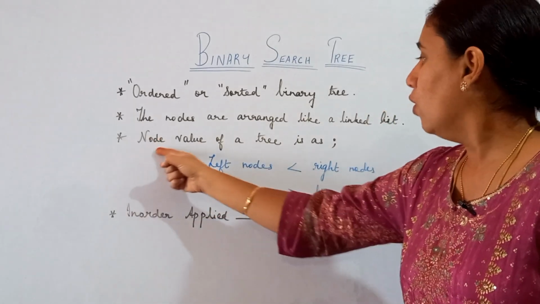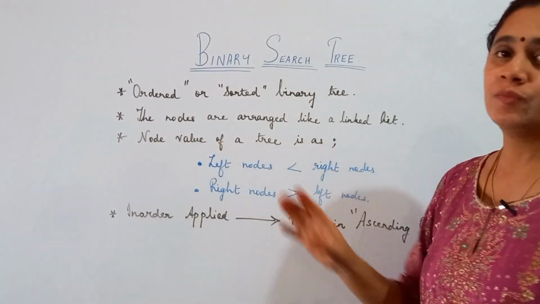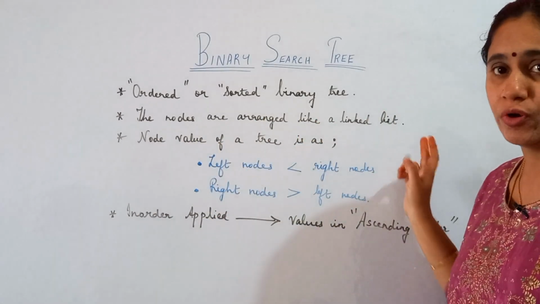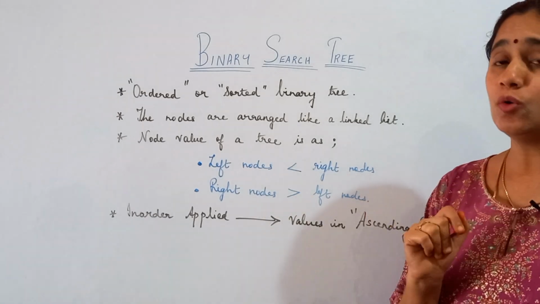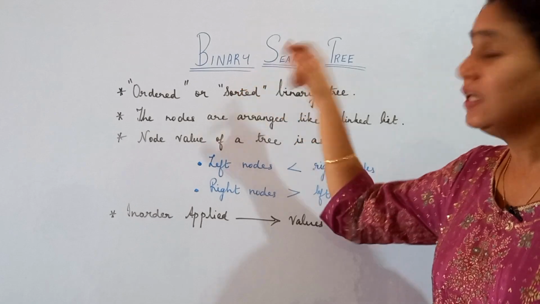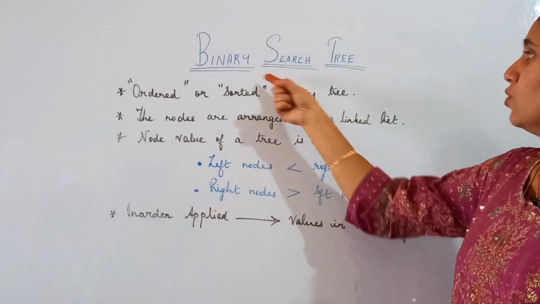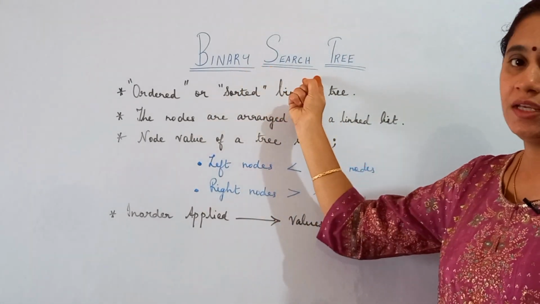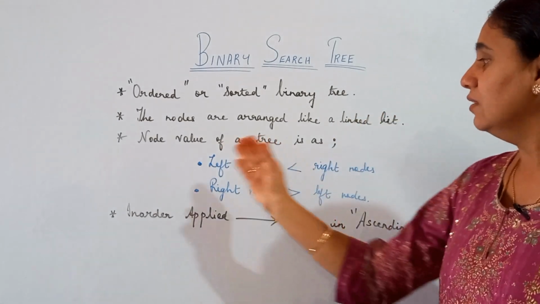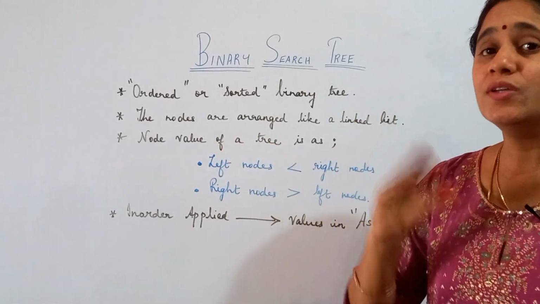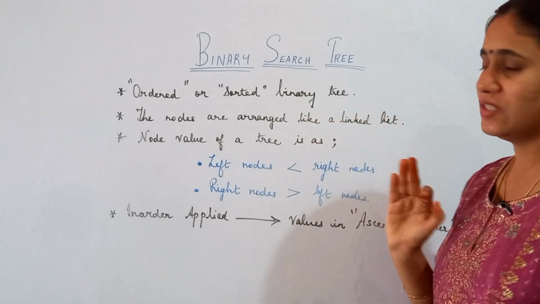Then the node value of a tree is as follows. This is a very important point. By using this technique only, we are going to construct a binary search tree. See, the word is search, meaning I am going to search a node value based on the data structure implementation which is done using a linked list, friends, right?